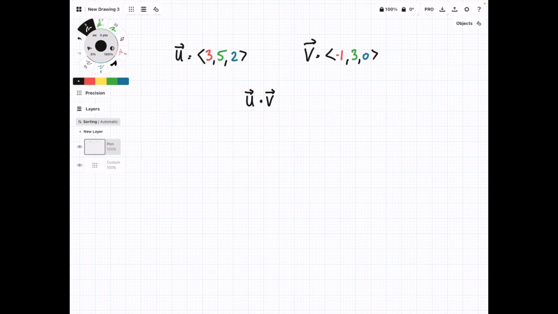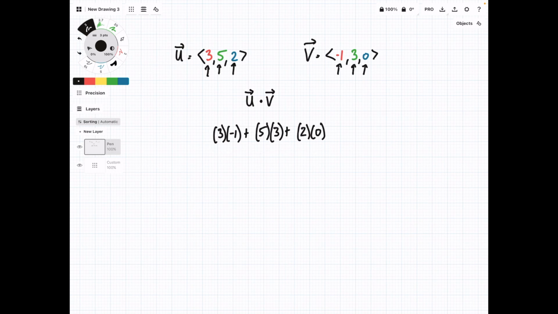To do this, all we're going to do is multiply the vx components. So this is going to be 3 times -1, and then we're going to multiply the vy components, 5 and 3, and finally we're going to multiply the vz components. So it's going to be 2 times 0. And we're going to take each of those products and then add them all up.